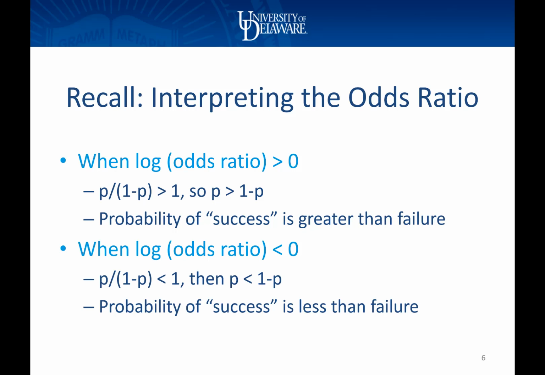But when we have negative log odds ratios, a log odds ratio of less than 0, it means that the odds ratio, p over 1 minus p, is less than 1, which means that the probability of success is less than the probability of failure. This is going to become important as we try to understand how the intercept and coefficients can be translated into a meaning for our business problem.